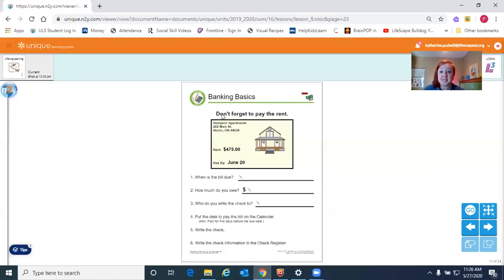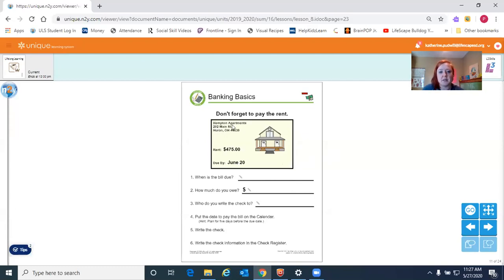Okay, don't forget to pay the rent. We've already talked about what could happen if you forget to pay the rent. So we better remember. We're gonna look at our bill. We're gonna pretend this is a bill we received in the mail. We opened the envelope and said, oh darn, another bill. Part of being a grown-up is paying our bills.